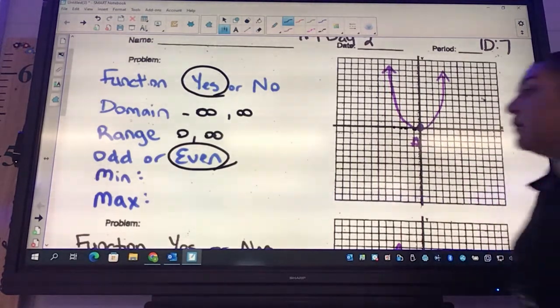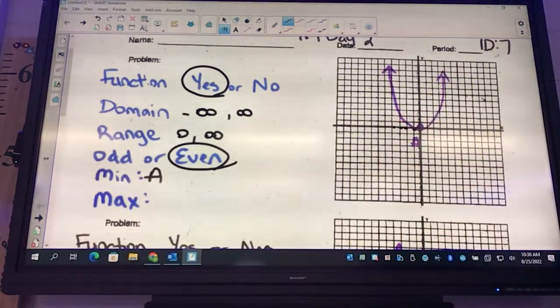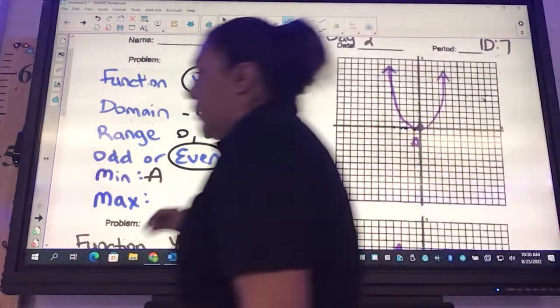It's going to be a minimum. So you just put A right here. Okay, is there any maxes? No, and there's no more other points, so you don't have to put anything there. And so this one's done.